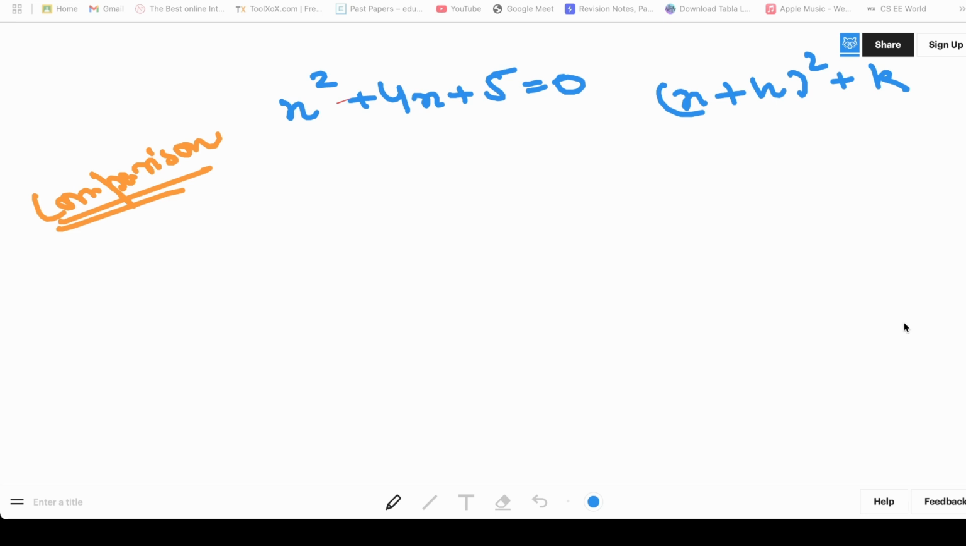Okay, before we continue, a small break. We just understood the method of completing the square. There's another method called the comparison method that we'll understand right now, which is essentially the reverse of completing the square. So let's just see this method.